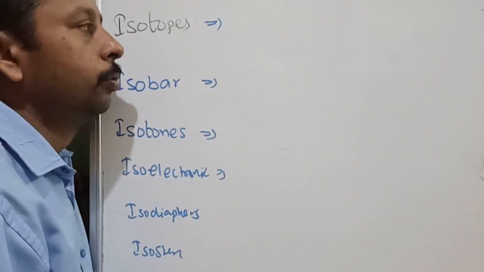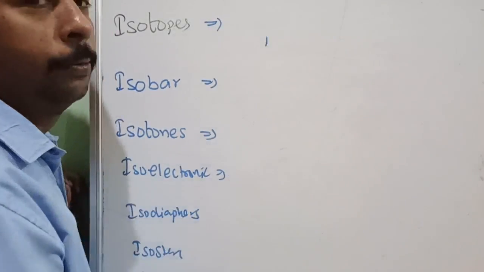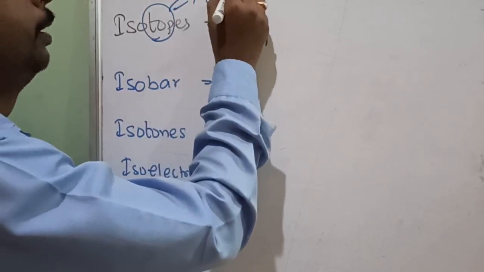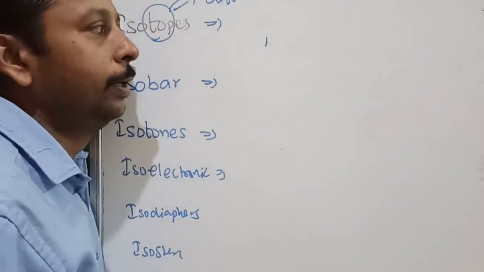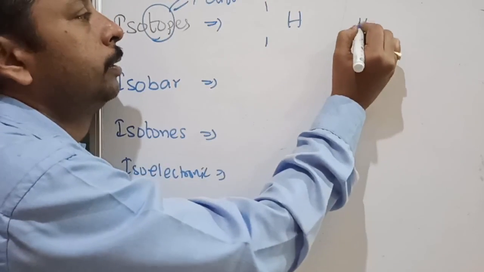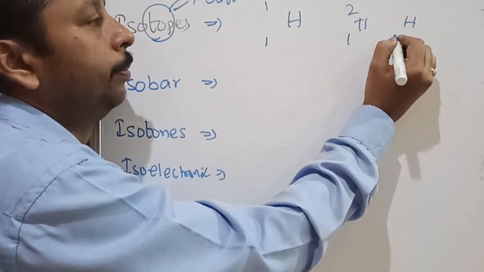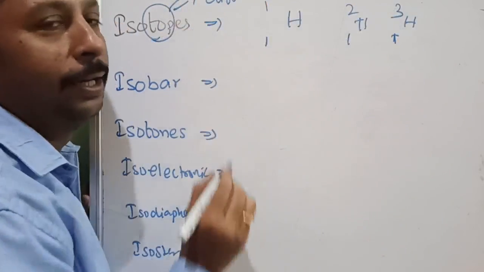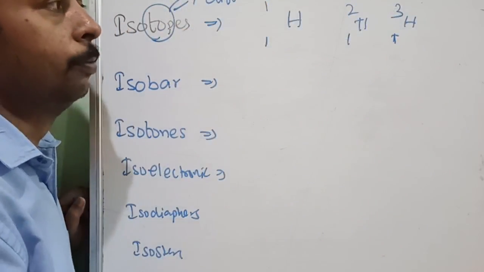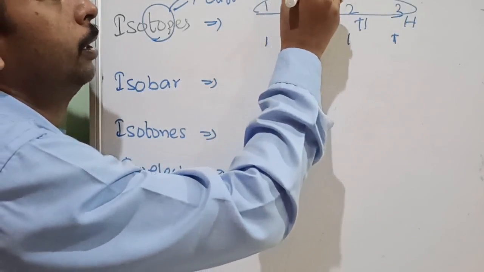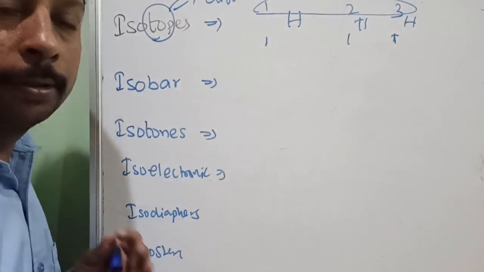Isotopes means the top should be different. What is the top? It is the mass number on the top. It is a memory technique. If the top is different, then it is called an isotope. What is the top? Mass number. So what is the definition of isotopes?